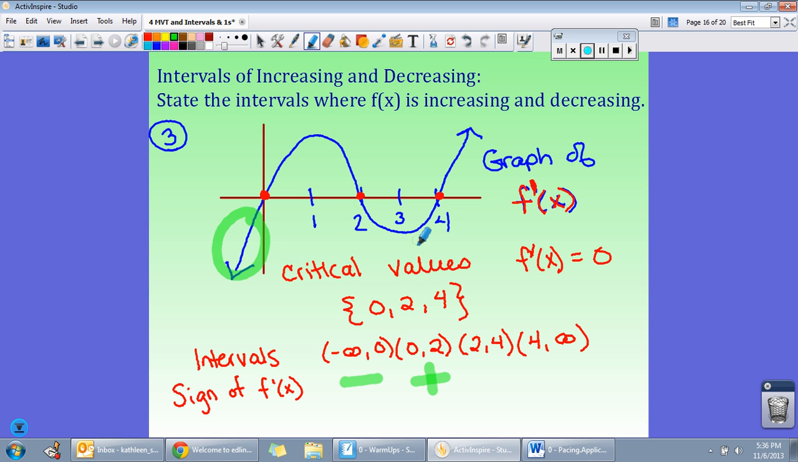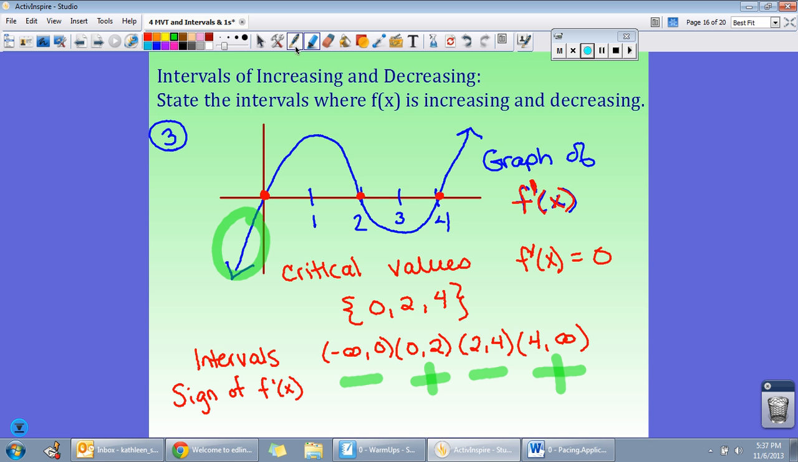Between 2 and 4, all of these y values, which are values of f prime of x, are below the x-axis and therefore negative. From 4 to infinity, they're all above the x-axis, they're all positive.